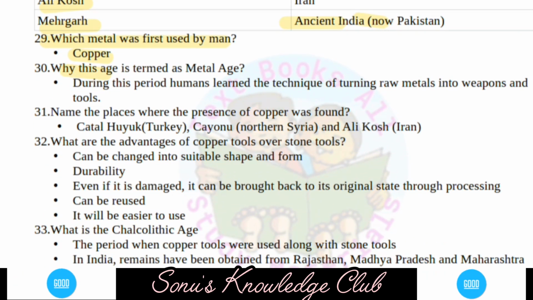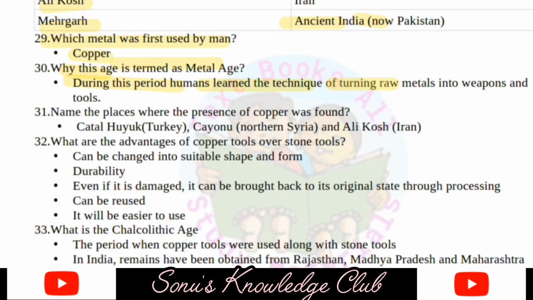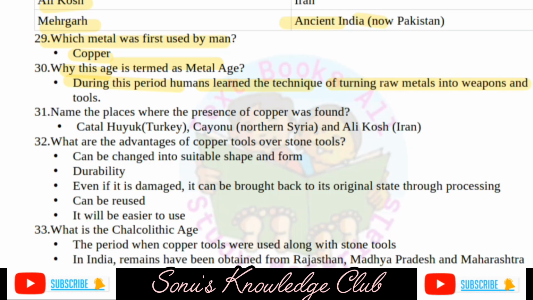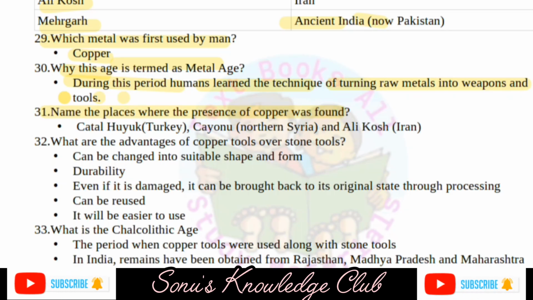Why is this age termed the Metal Age? During this period, humans learned the technique of turning new raw materials into weapons and tools. Name the places where the presence of copper was found. Catalhoyuk in Turkey, Cayonu in northern Syria, and Aligosh in Iran.